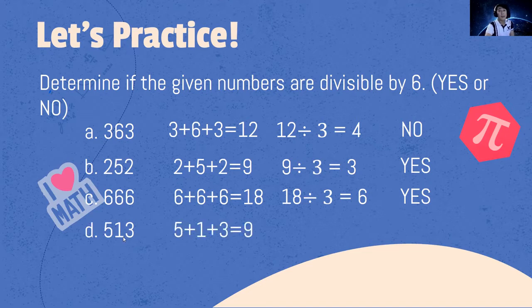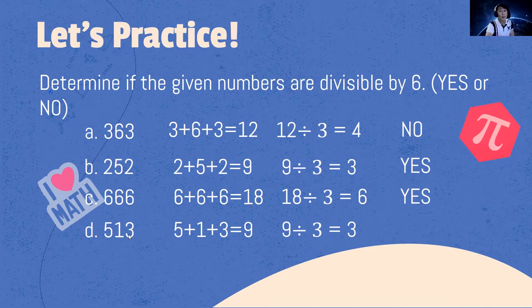How about 513? 513, let's try to identify if it is divisible by 3. 5 plus 1 plus 3, that is 9. 9 divided by 3 is 3. It is divisible by 3. Let's try to identify also if it is divisible by 2, because we need to follow 2 rules.